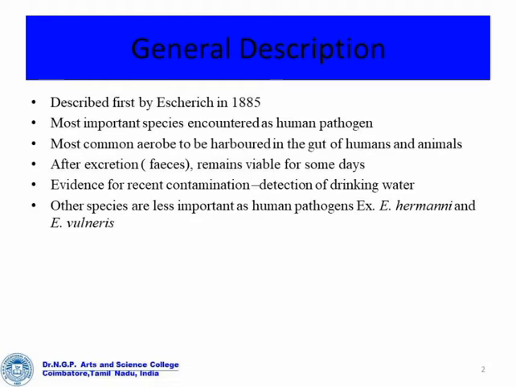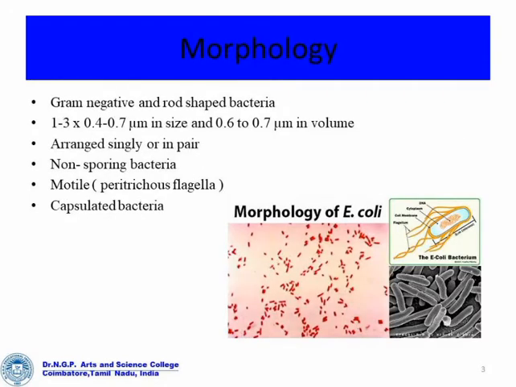And other species are less important as human pathogens. Example: Escherichia hermannii and Escherichia vulneris. And then morphology. It's a gram negative and rod shaped bacteria. It ranges from 0.6 to 0.7 nanometer in volume, and it is arranged singly or in pairs. It is a non-sporing bacteria, and it is motile, and it has peritrichous flagella. It is a capsulated bacteria.